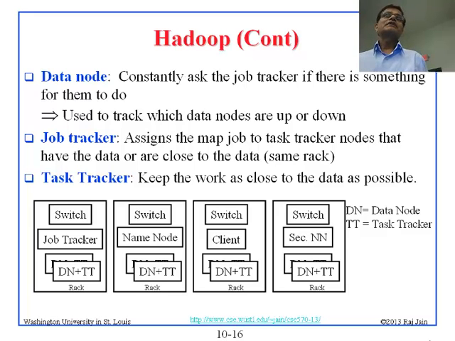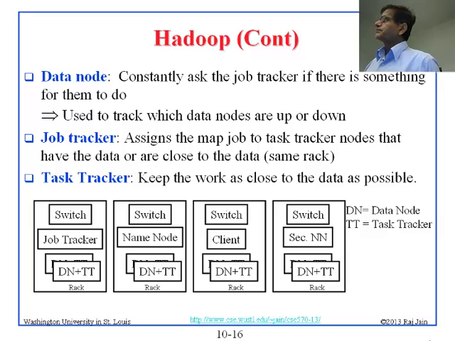So the data nodes are the data and the task trackers are the task people who are doing the task. Generally they are the same, and you will have many of them. And then there is a job tracker which assigns that. It says, okay, you do this key value pair, you do this key value pair. So mapping is done by the job tracker. Now the task tracker keeps the work as close to the data as possible. So basically the task tracker wants to be close to the data node, and as shown here they are the same. So anyway, now let's see.